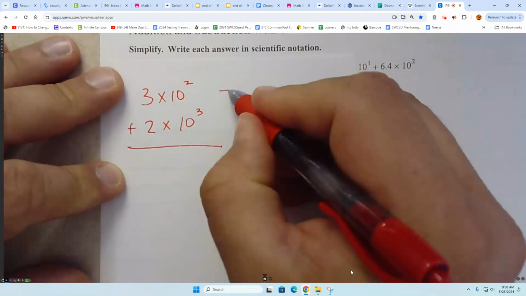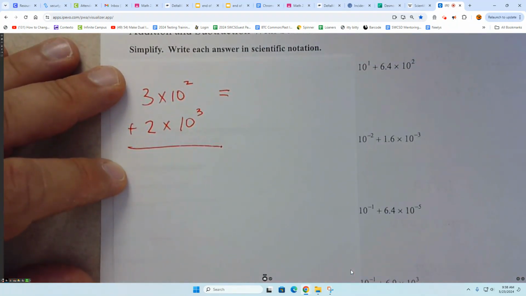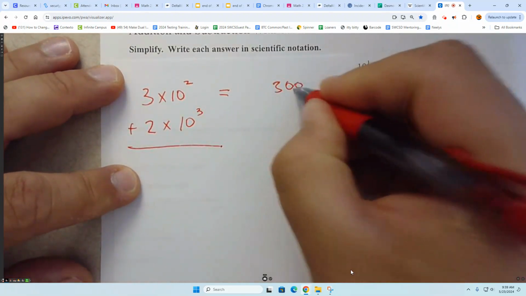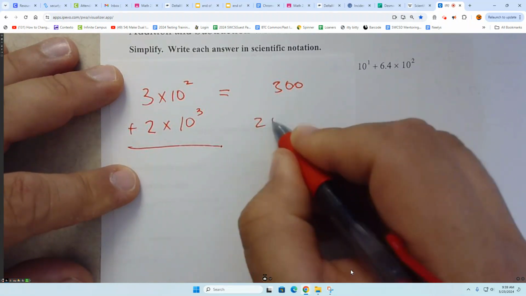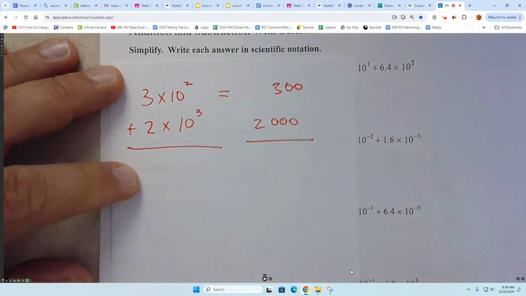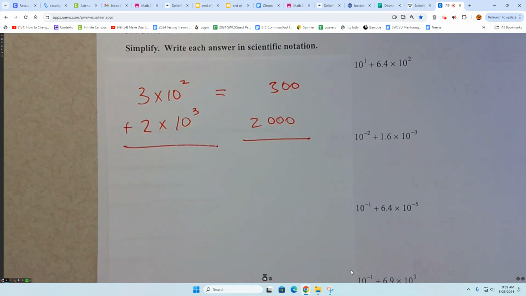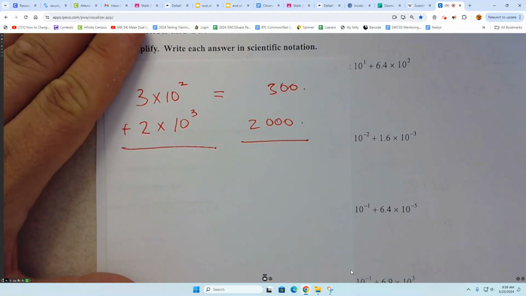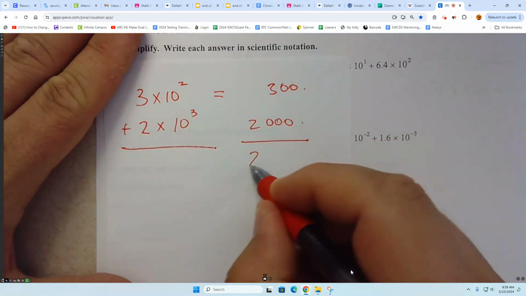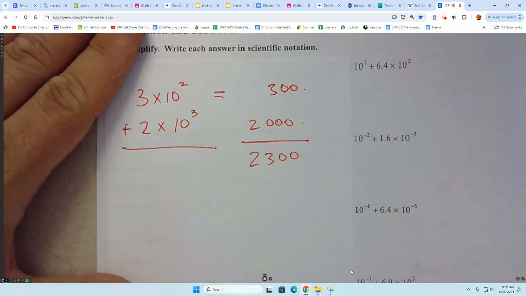Because this is a what? Tell me what that is in standard. 300. And this is 2,000. Yeah. When we learned how to add, we learned that we had to line up the decimal points, right? So the decimal points are essentially lined up. So then this ends up being 2,300.